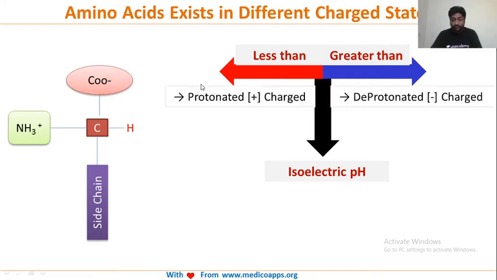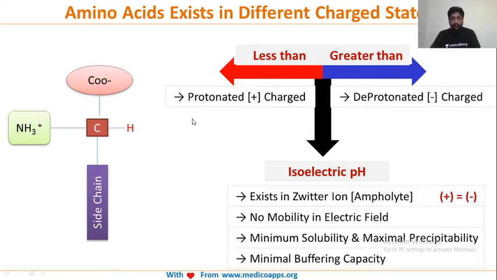Now, what will happen at isoelectric pH? There are certain things which you have to understand. First of all, it exists as a zwitterion or ampholyte, which means it will have both positive as well as negative charge. That is why it is called an ampholyte. But the important thing is there will be no mobility in the electric field. Why? Because the net charge is zero. There is one negative charge here, one positive charge here, so the net charge is zero.